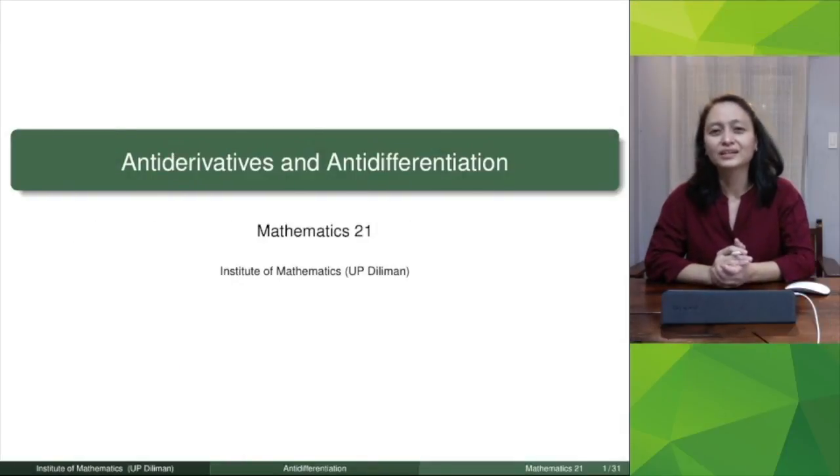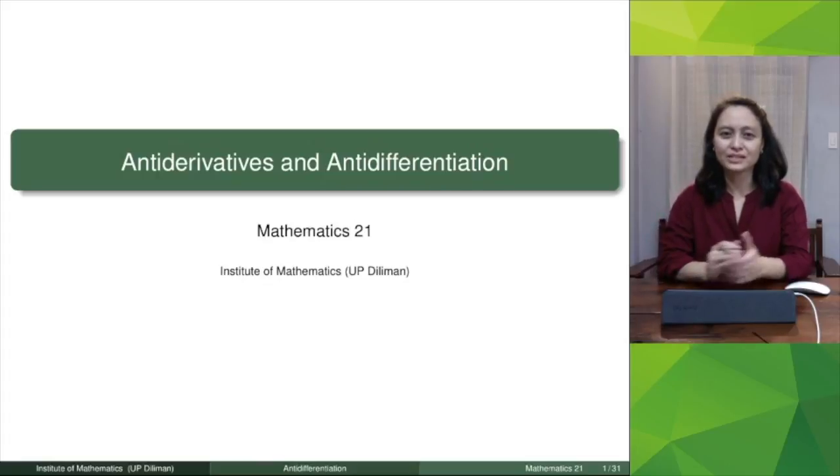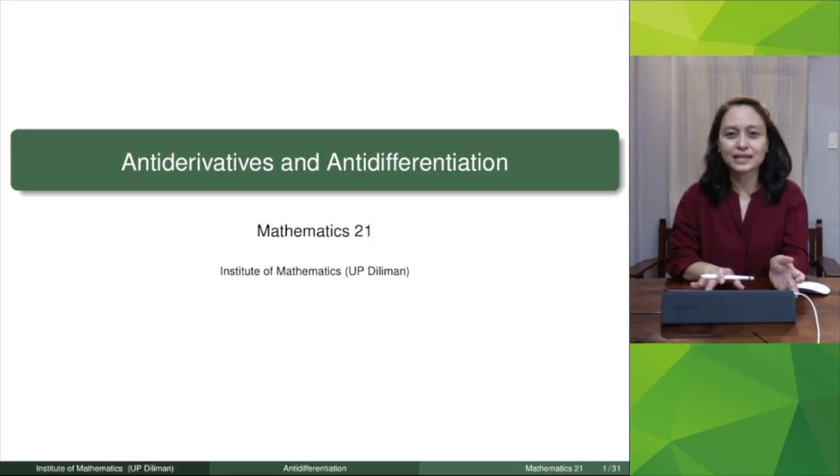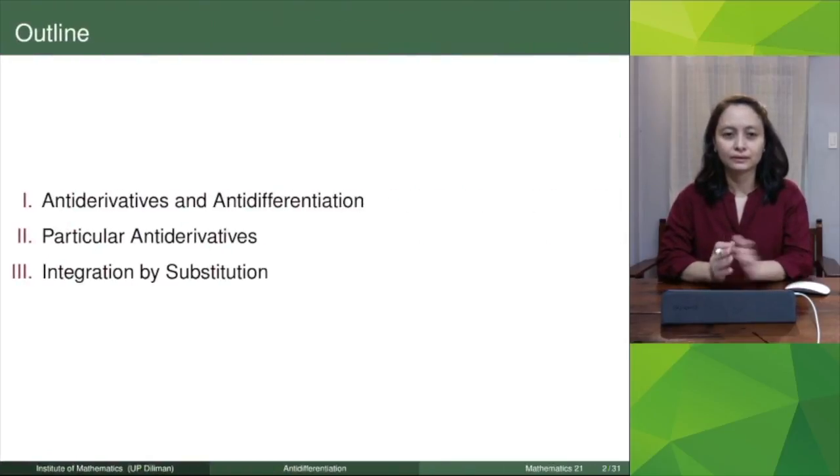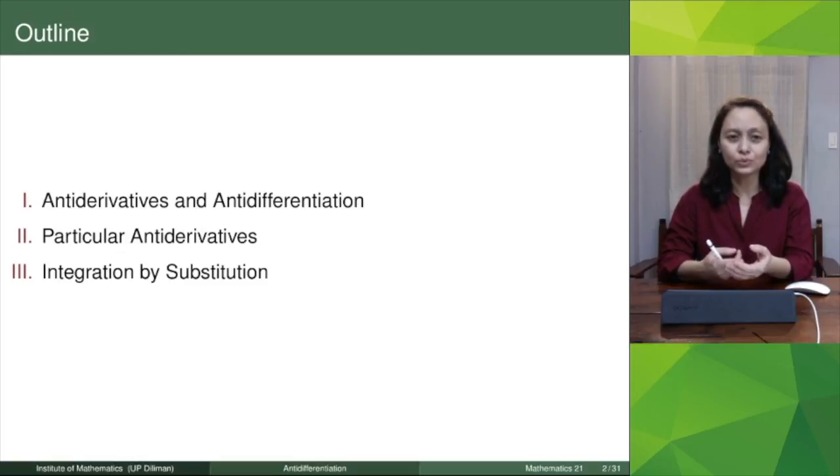Good day. So today I'll be discussing lecture 4.1 of Mathematics 21, Antiderivatives and Antidifferentiation. Okay, so this is the outline of our lecture for today. I'll be dividing this lecture into two videos. Video 1 will include topics 1 and 2, and video 2, or the second video, will discuss integration by substitution.